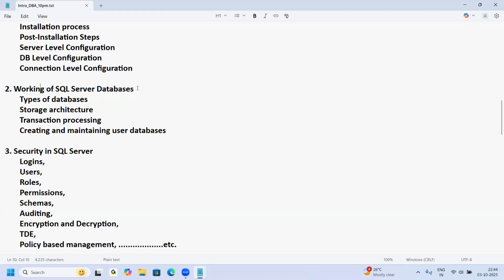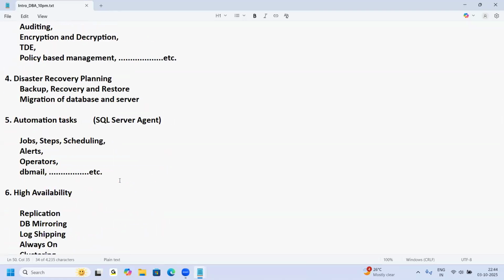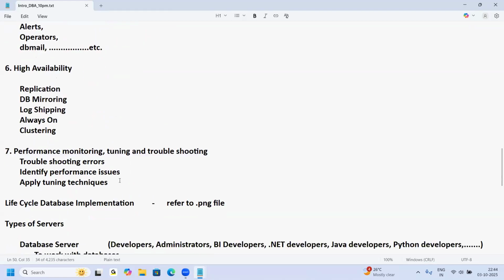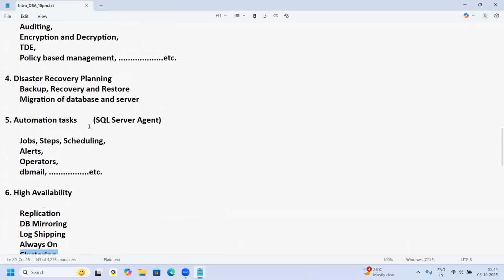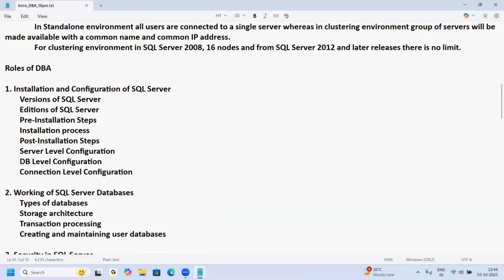Only this module takes around 2 weeks of sessions. I talk only on SQL Server database. Then the security part, then disaster recovery, automation tasks, high availability features, performance monitoring, tuning, and troubleshooting. So I don't want to misguide you.